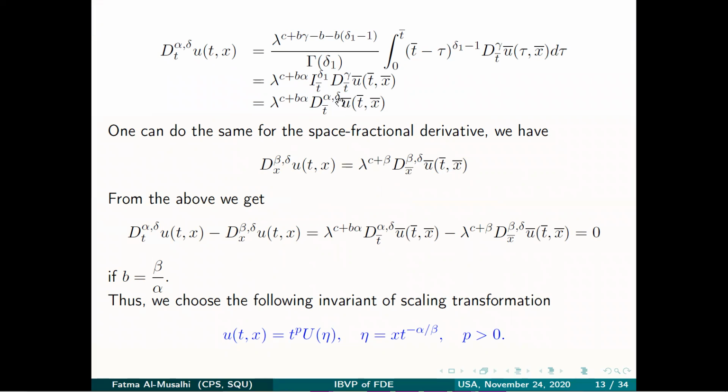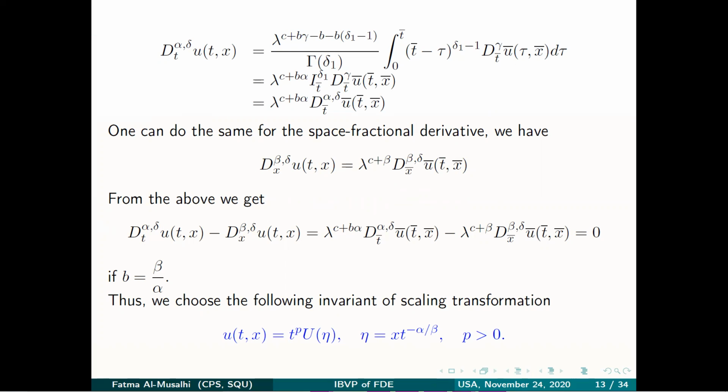Now we substitute the transformed fractional derivatives in the original PDE. Our transformation will keep the differential equation unchanged. So we need this relation, that B equals beta over alpha, in order for these equations to be equal to 0, or for this relation to hold, as they are equivalent. So we choose our scaling transformation in this form, where eta is now the new variable.